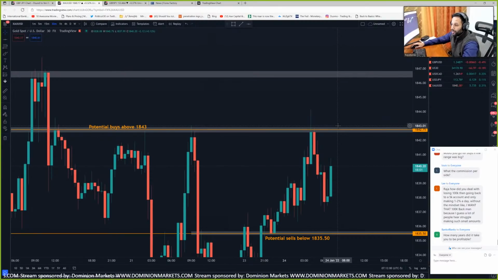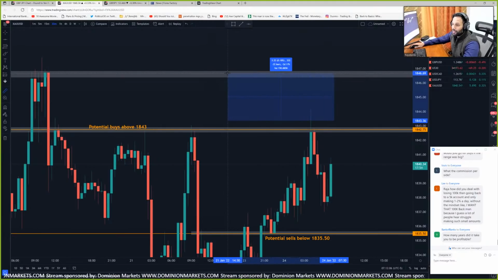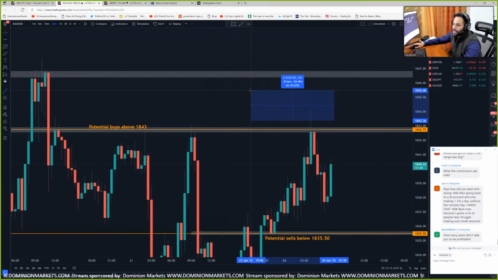So let's say if we break above 1843 and you take your trade right over here, this is almost like a 33 pip range right here. Out of this 33 pip range, you could get maybe 20 pips over here, 23 pips here.